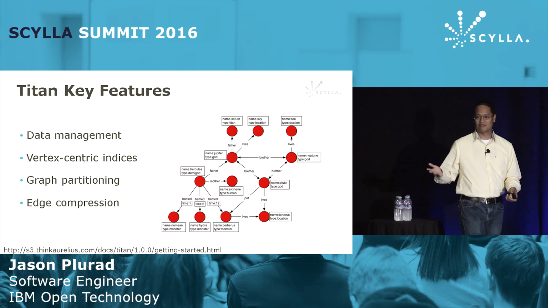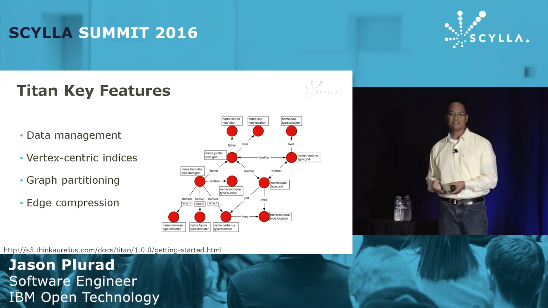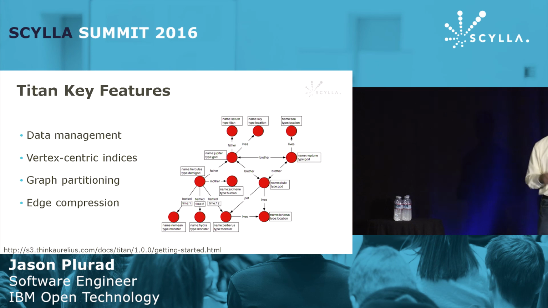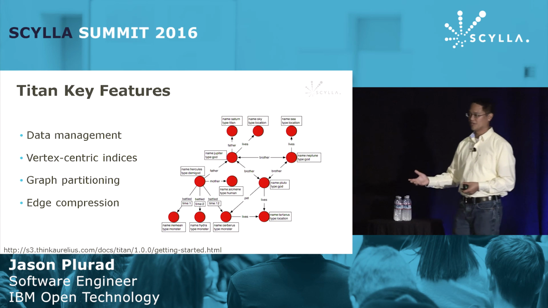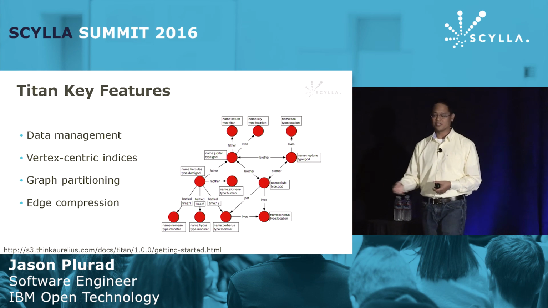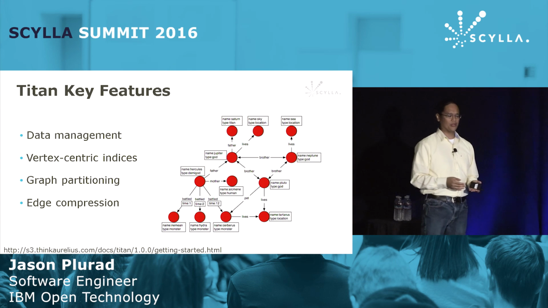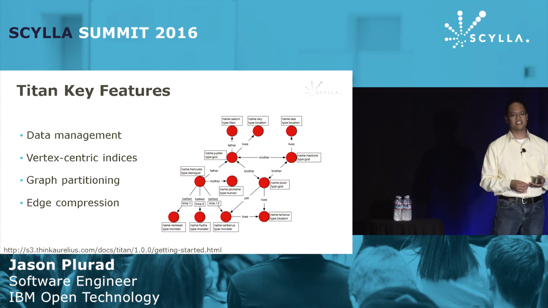So with Titan, we have several important features. At the very first, we have data management. Data management comes down to how do you get a graph model stored into another store, a column store, whether it's HBase or Cassandra. What's important here is that Titan stores data as an adjacency list.